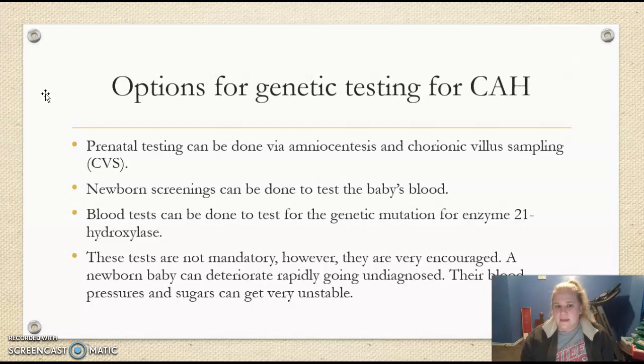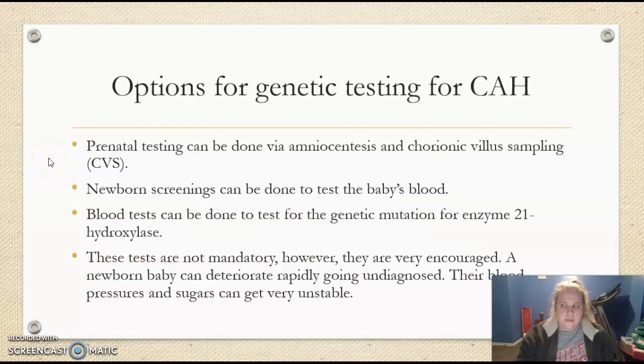The options for genetic testing, you can do prenatal testing, which can be done with an amniocentesis or a chorionic villus sampling, which is known as a CVS. The amniocentesis can be done in the first trimester. That is when amniotic fluid is extracted and the fetal cells are tested. The CVS can be done around 11 to 14 weeks. That is when a piece of the placenta is removed for testing, and that can be done vaginally or abdominally. Just depends on the approach.